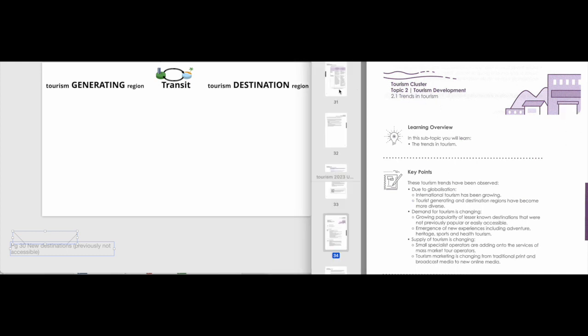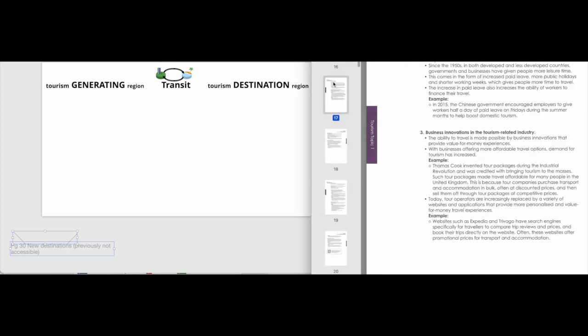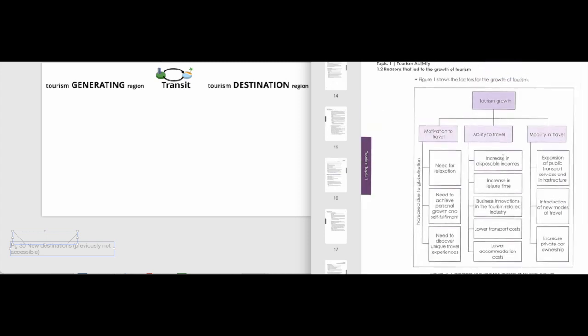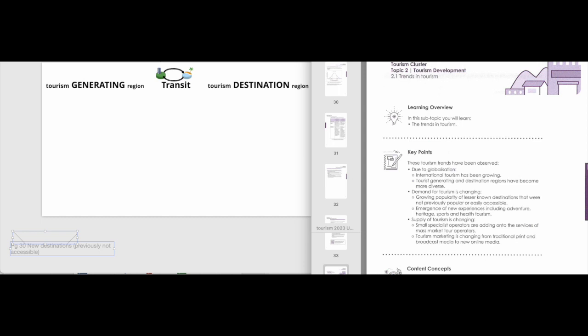Okay, so now I'm trying to get you to consolidate what you have read and connect with what you have already learned beforehand. The reason why we jump to 2.1 is because it's easier to learn about it if you continue from 1.2, which is where we stopped for WA. 1.2 was about the reasons that led to the growth of tourism, right? So now you know the reasons, then we can see what exactly are the growth and trends, the changes in tourism. Which is why we jump to this first.